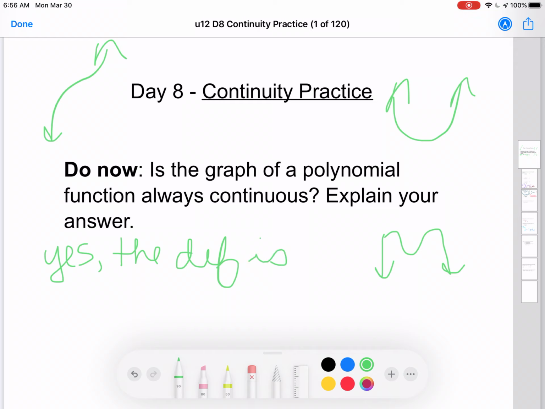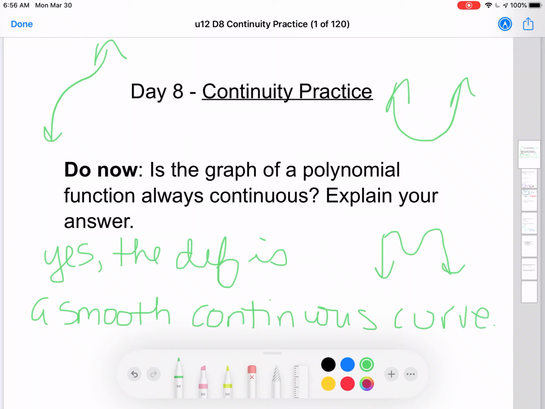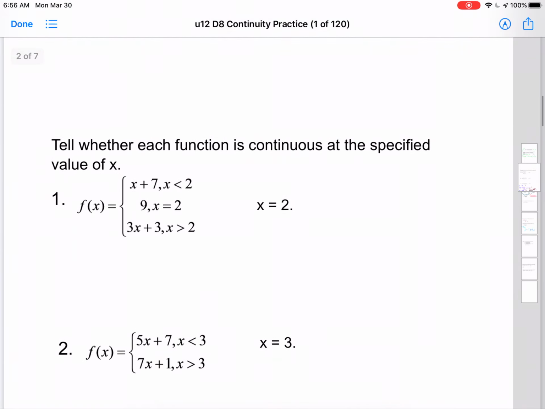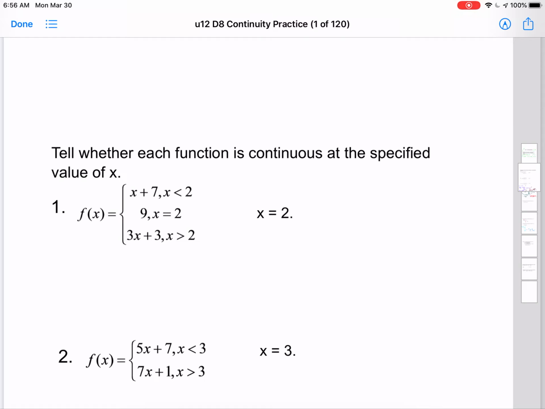The definition is a smooth, continuous curve. Okay, so we're just going to do a couple practice questions here with the different things that we can do with continuity. All right, so first thing, it says tell whether each function is continuous at a specific point.